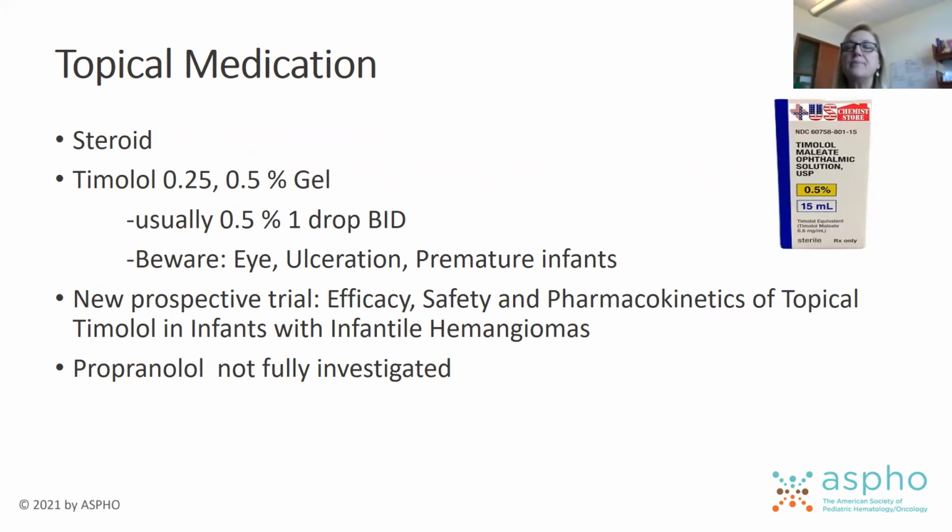There's also topical medicines that you can use. So timolol, which is used for glaucoma, is a topical beta blocker, and that has proven to be very effective for very isolated lesions. We're learning more and more about the efficacy and the safety of topical timolol, and there's a trial that should be closing soon on 2 different scenarios as far as the percentage.